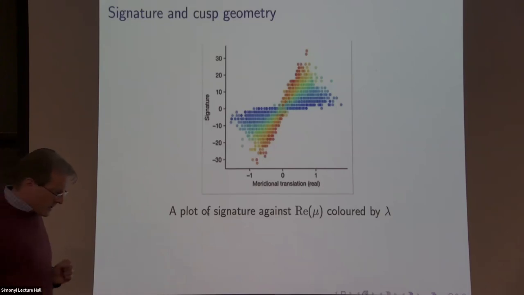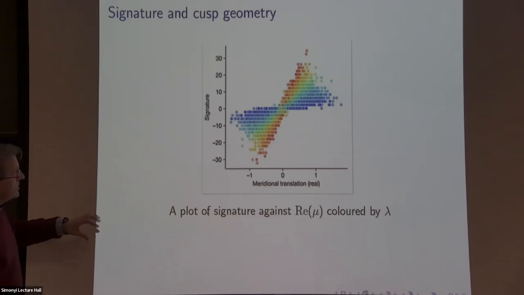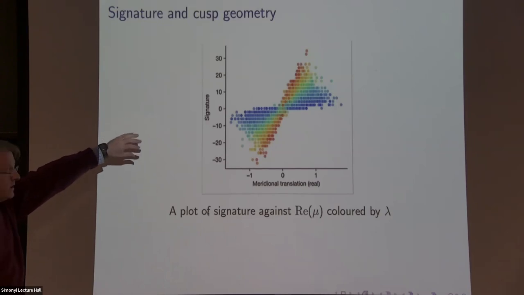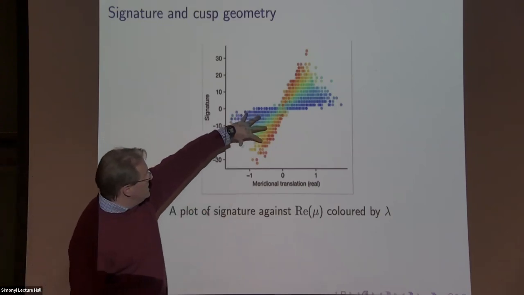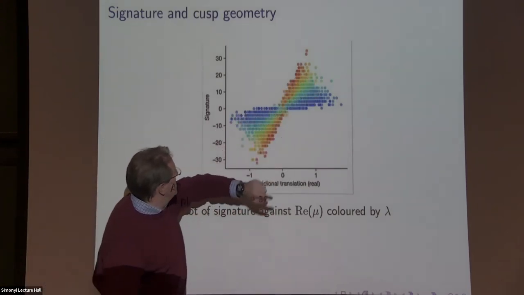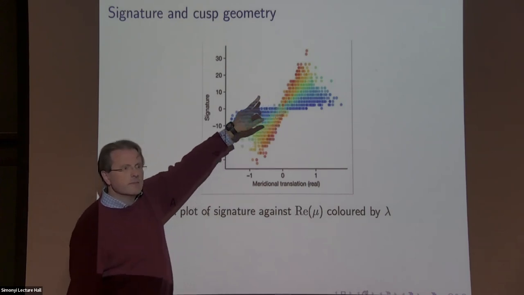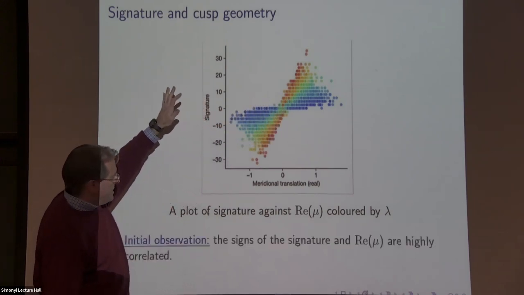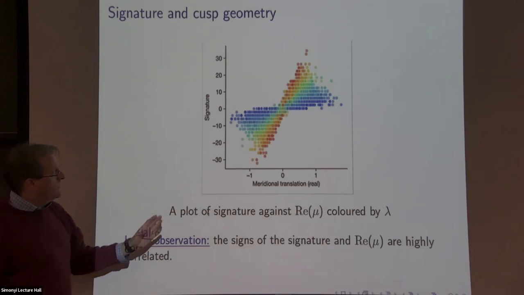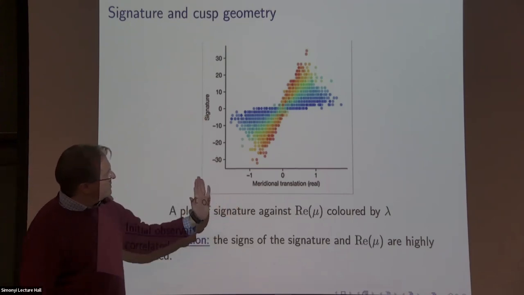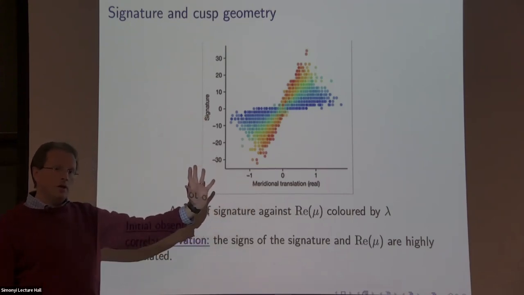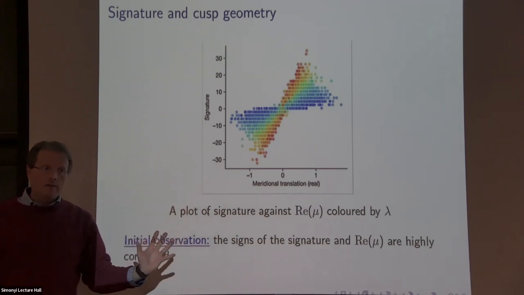We were stuck for a little bit, but there's one obvious feature, well, there are many features of this. One obvious feature is that the dots, each dot is a knot, obviously, are clustered in this quadrant and this quadrant, apart from a little bit of noise near here. And so what that means is that the sign of the signature and the real part of the meridional translation are highly correlated with each other.